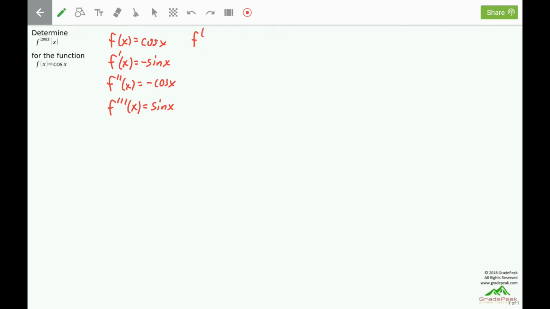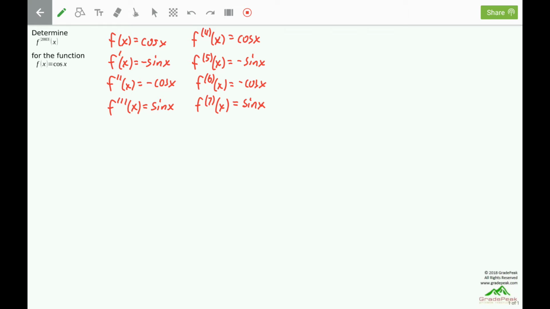The fourth derivative, the derivative of the third derivative, the derivative of sine, will be cosine, and it goes back to the original function, which means that it will repeat through the cycle again. So the fifth derivative will be negative sine, just like the first derivative. The sixth derivative will be negative cosine, just like the second derivative. The seventh derivative will be a positive sine, just like the third derivative. And by the eighth derivative, we'll return back to the original.